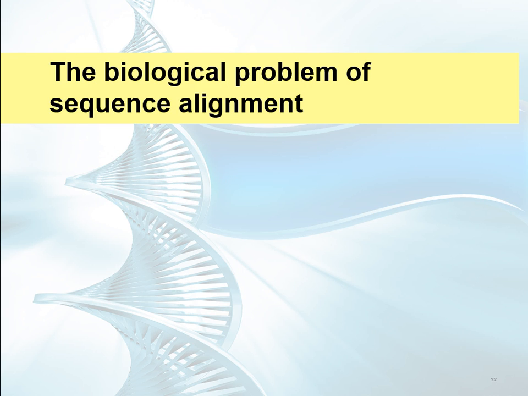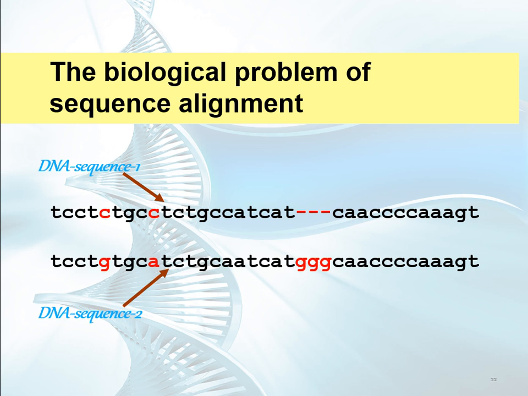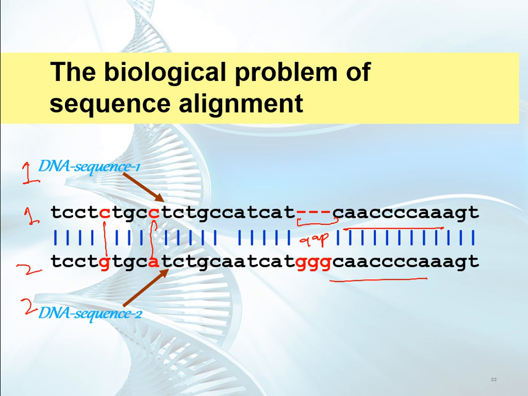The biological problem of sequence alignment. What are the problems we face after doing the sequence alignment? Suppose this is DNA sequence 1. This is DNA sequence 2. So this is the 1 and this is the 2. Okay. So T, C, T, T, T. This is misplaced. This is not matching. This is a gap. And the rest are common. So this is going to be aligned. This blue bar shows the alignment, means the same sequence is there.